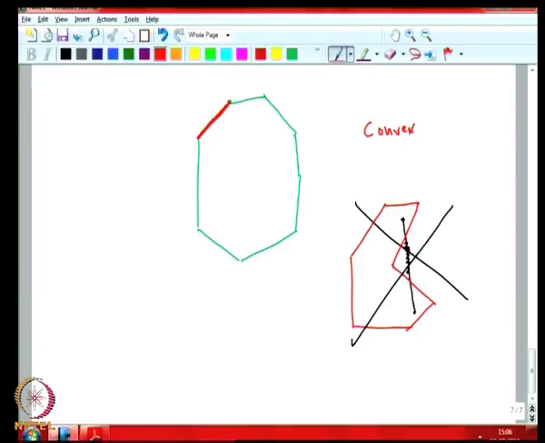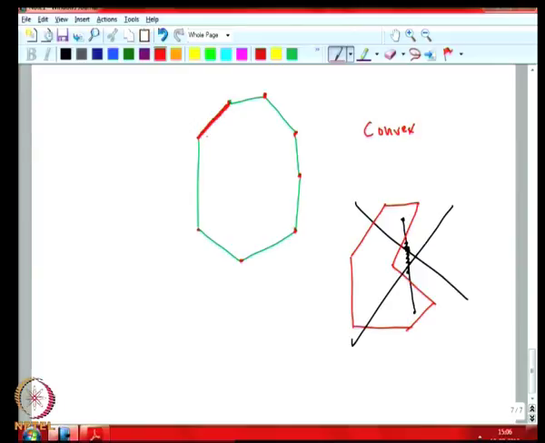Now, let us say, what is the other endpoint of the triangle which contains this side? The other endpoint can be this, or this, or this, or this, or this. There are so many possibilities. For each possibility, we will decide accordingly.